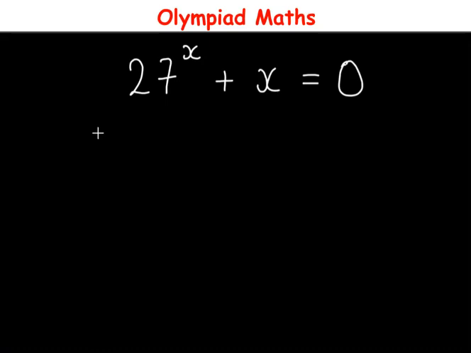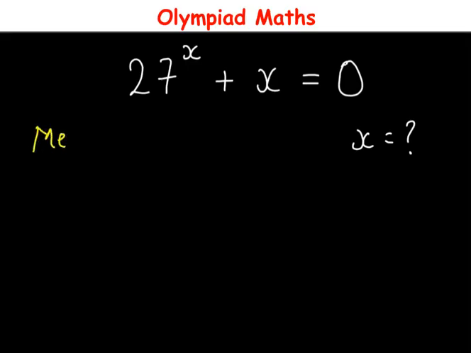Hello everyone, in this video let us solve this question. We have 27 raised to power x plus x is equal to 0, and we want to solve for the value of x. In this video we're going to use two methods to solve this given problem.